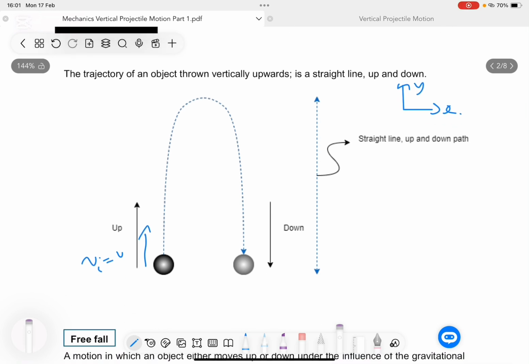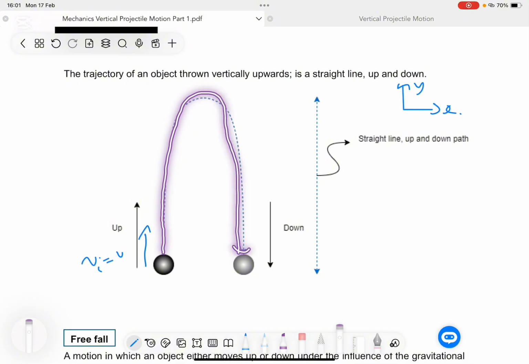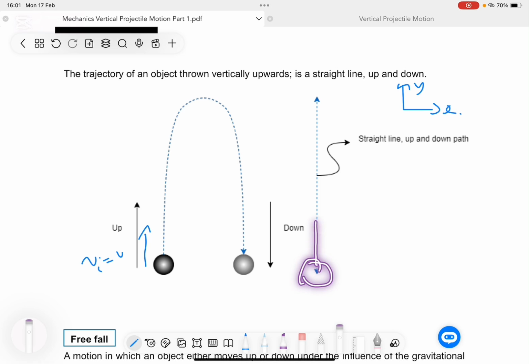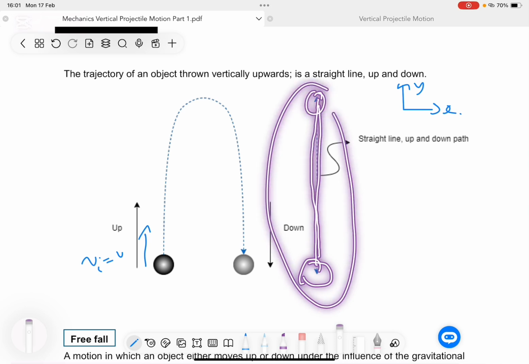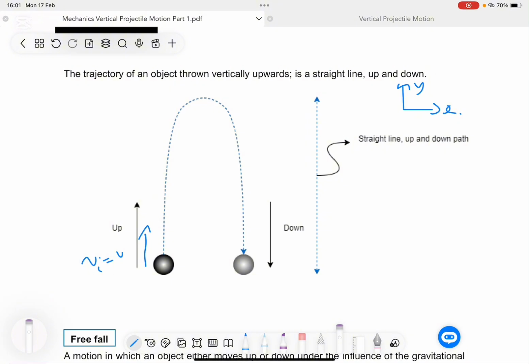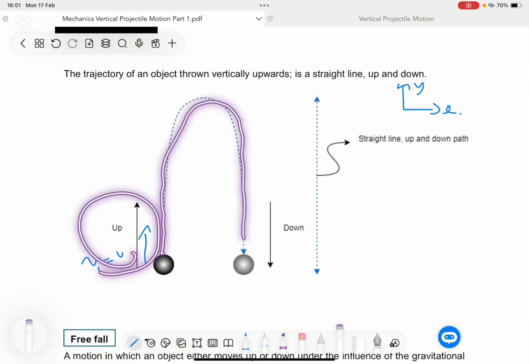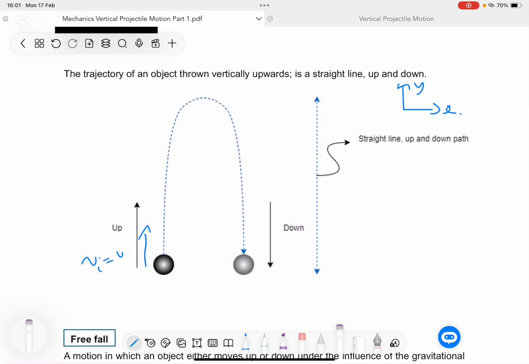Now, oftentimes in question papers or in textbooks, you'll find that we draw a path that is curved like this. This is because it's difficult to draw an object that will move from here, go up, and come back here. It becomes difficult to understand this type of motion. So we curve the path a little bit to show that it actually goes up and then it comes down on a straight line.